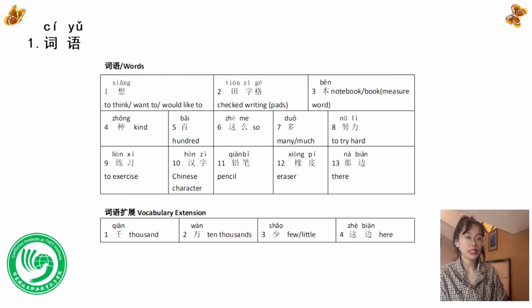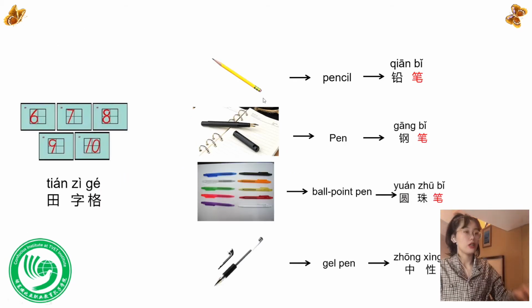And the next one, pencil. Pencil, 铅笔. So here, I give you different types of pen. And the first one we learned, 铅笔, right? And the next one, 钢笔. 钢笔 means pen. And then ballpoint pen. In Chinese, we call it 圆珠笔. And the next one, gel pen. We say 中性笔. Very good.